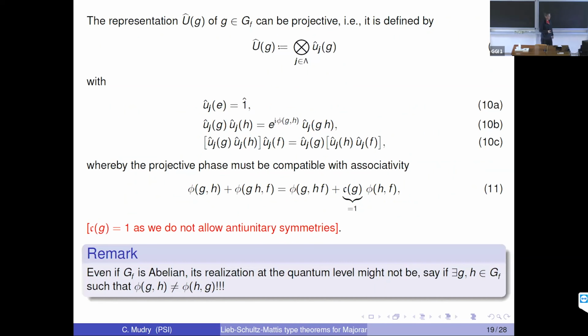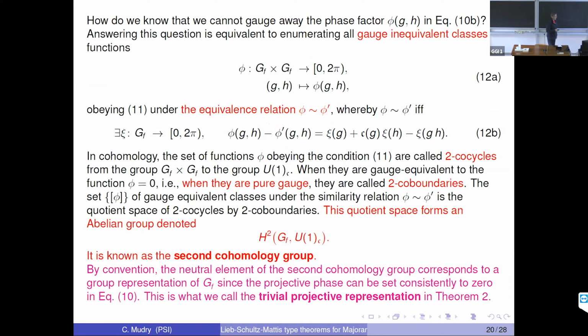So I assured you that there is the possibility of a phase in the representation of the group multiplication table of GF. And then the question is: can I gauge away this phase? How do I do that? Phi, the phase that I acquired, is a function from GF cross GF into the interval 2 pi. The question is whether I can gauge away the effect of phi.